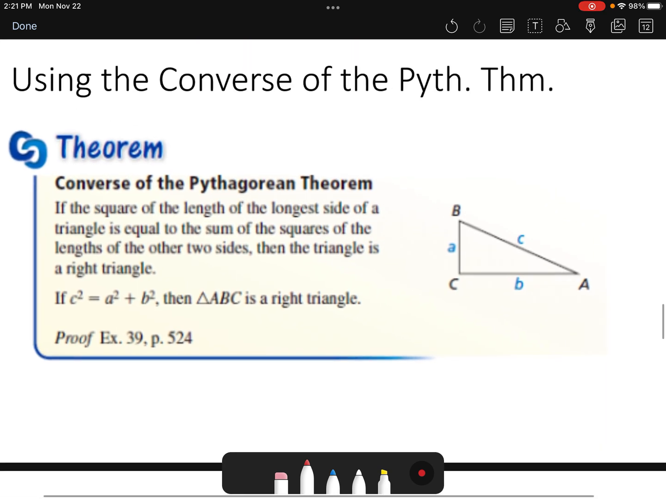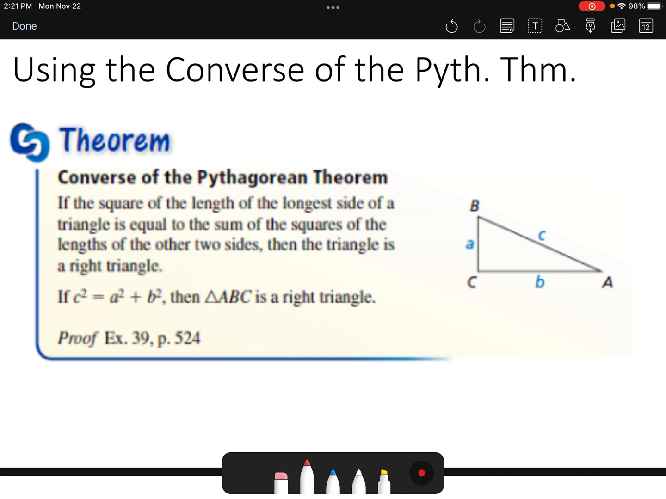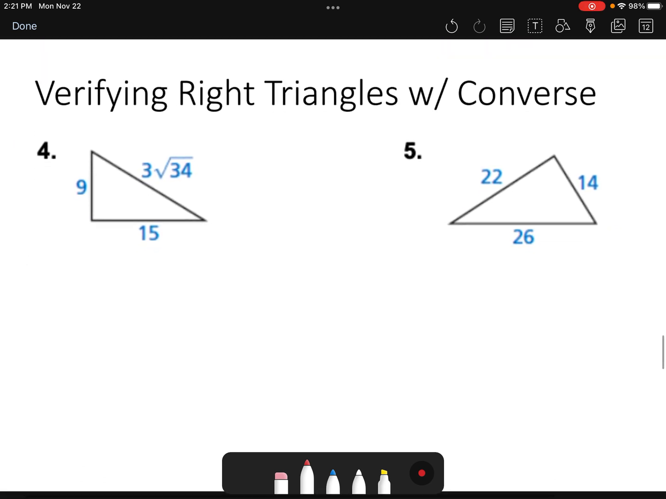Now, the converse of the Pythagorean theorem says if a squared plus b squared equals c squared, then we have a right triangle. So we can also go the other direction. So is this first one, by using the Pythagorean theorem, is that a right triangle? Well, is it equal? I don't know. That's what we're going to find out. So 81 plus 225, well, what's that? So we're going to put this in our calculator. 3 radical 34 in parentheses.